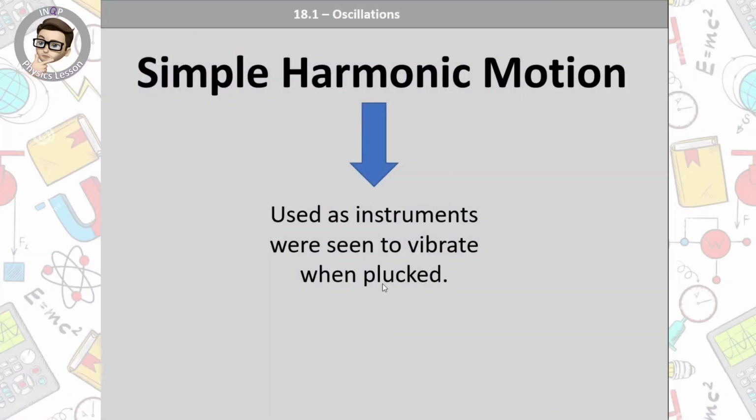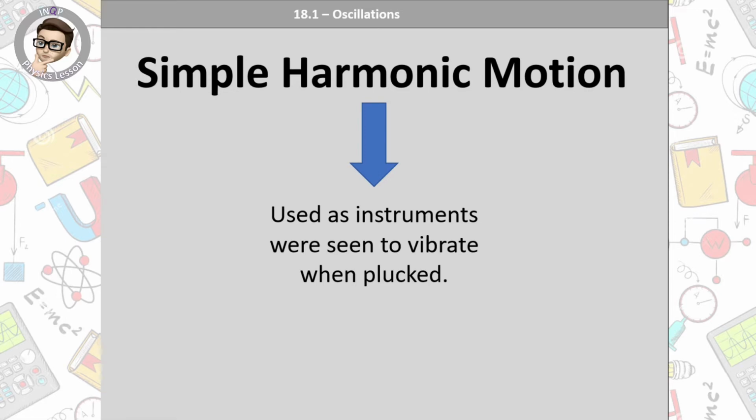Simple harmonic motion. What is it? What do we know, and how can we break down this statement? Because you need to know what objects are doing when they're in simple harmonic motion. We've come across harmonics before: first harmonic, second harmonic. As I put here, it's used as instruments were seen to vibrate when they're plucked. As you found out last year, when you were doing your standing waves, you can have harmonics, which are different points when you end up with standing waves.